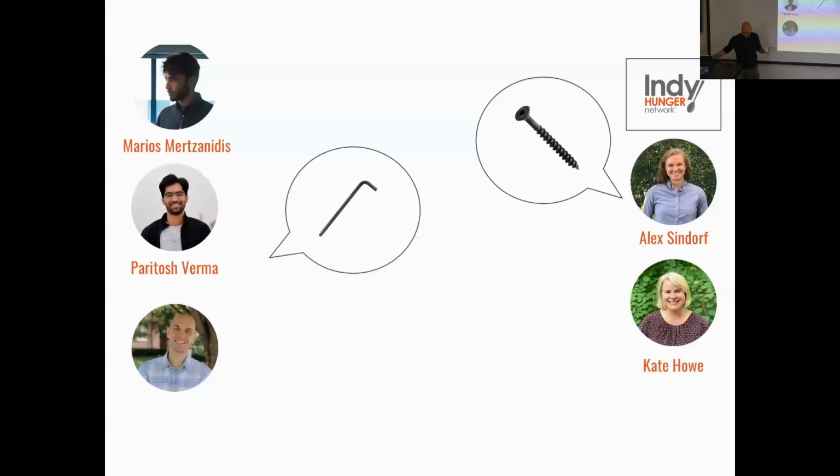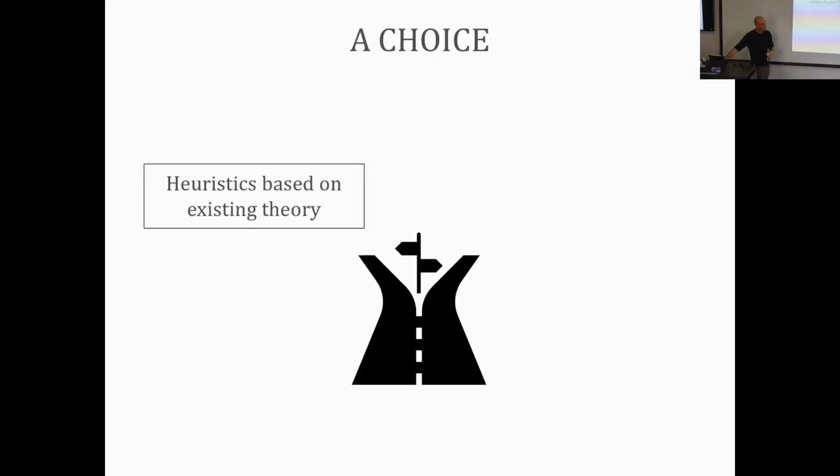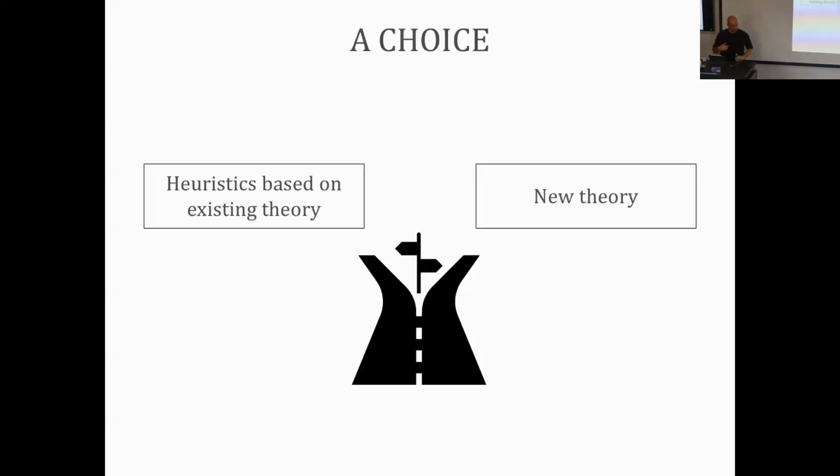So I need an Allen wrench. But still, I have a reasonable set of theoretical results here that I could hope could still help. So I'm at the crossroads somehow. I can use the existing theory, which is rich, to have some heuristics that work well. I can really try to jam that screwdriver in the Allen wrench and make it work. Or I can do some new theory.